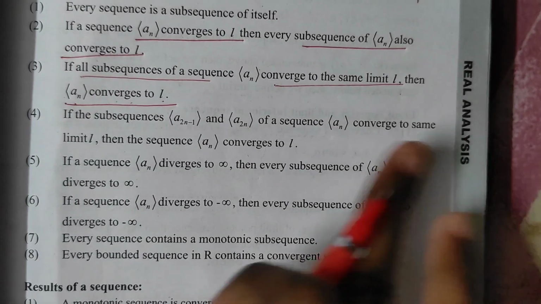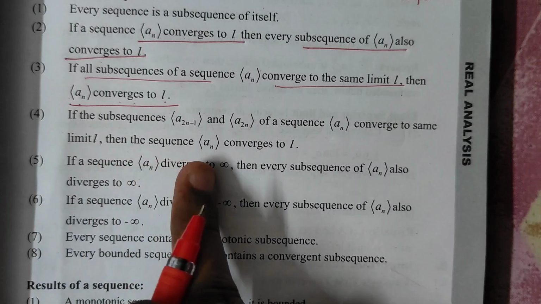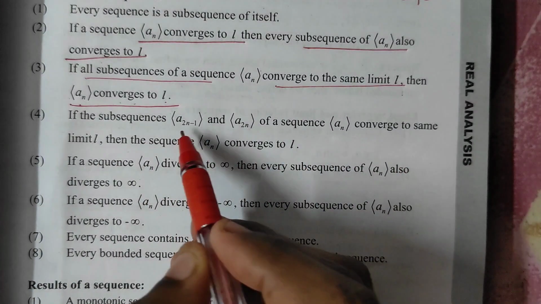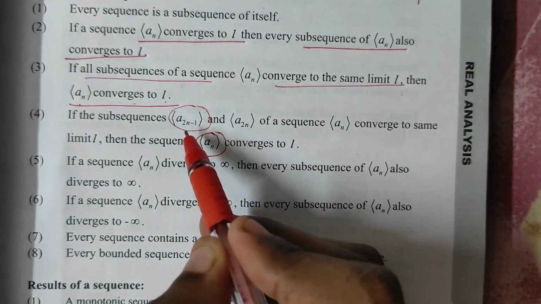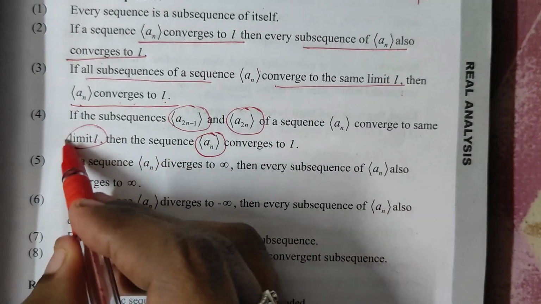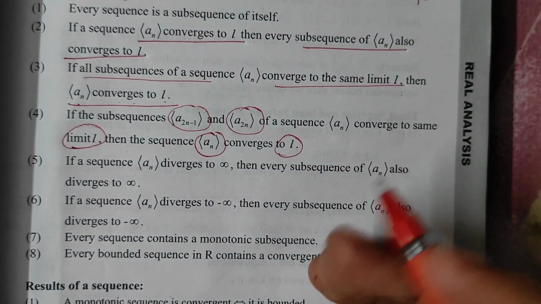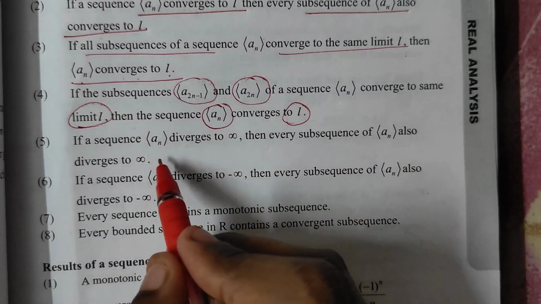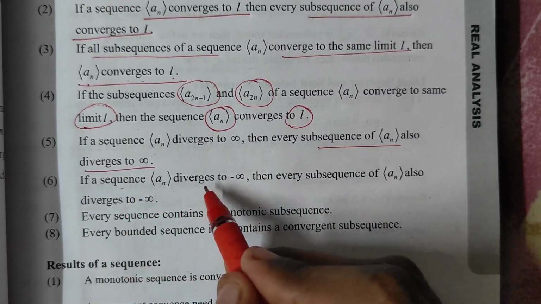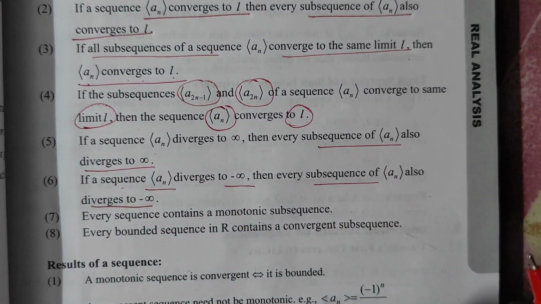If the subsequences a_2n-1 and a_2n of the sequence converge to the same limit, then the sequence converges to L. See, we are dividing that sequence a_n into two types, a_2n-1 and a_2n. So these two sequences converging to a particular limit L means that the whole sequence will converge to L. Fine. Suppose a_n diverges to infinity, it means the subsequence also diverges to infinity. If the sequence a_n diverges to minus infinity, it means the subsequence diverges to minus infinity.